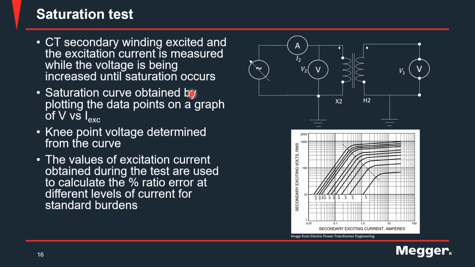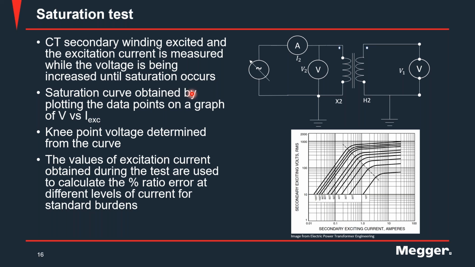Now, what's the objective behind doing this test? It's mainly meant for protection CTs. As I said earlier, protection CTs are meant to be able to see, or measure, the current over a wide range magnitude wise. So we want to make sure that at high fault currents, the CT core doesn't saturate and the relay would still be able to see the fault current.